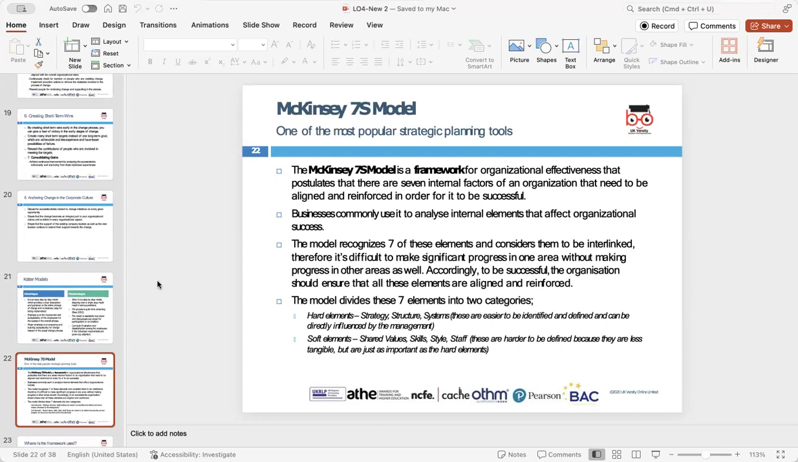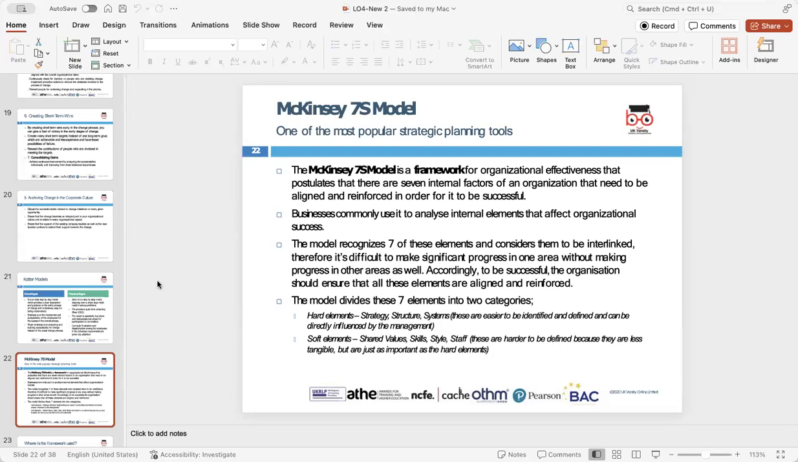Right. So here is McKinsey. You might have heard about McKinsey, one of the famous companies as well. The 7S model is a popular framework used to assess organizations' effectiveness. This model emphasizes that seven internal factors must be aligned and reinforced to achieve organizational success. These factors are divided into two categories: hard elements and soft elements.